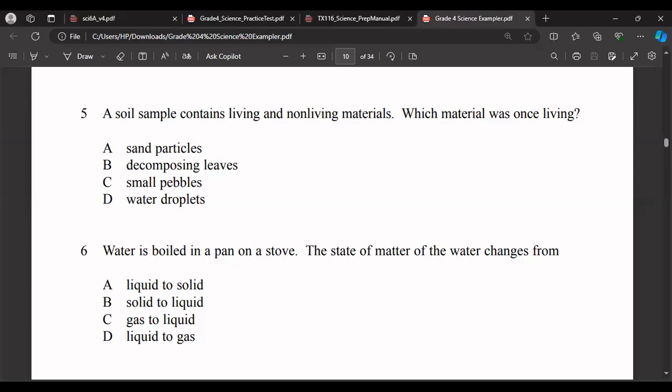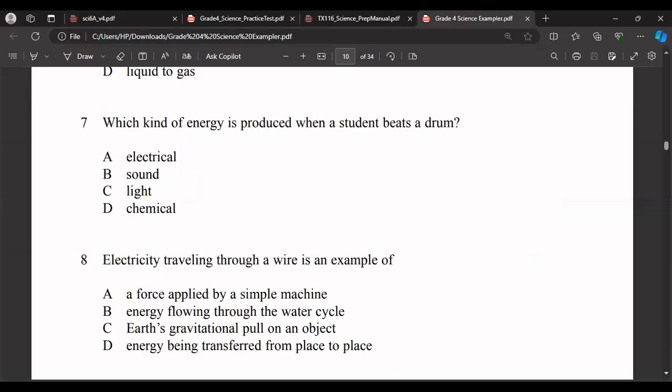Let's move on to number 6. D, liquid to gas. Correct. That's great. Let's go to number 7. There we have it.